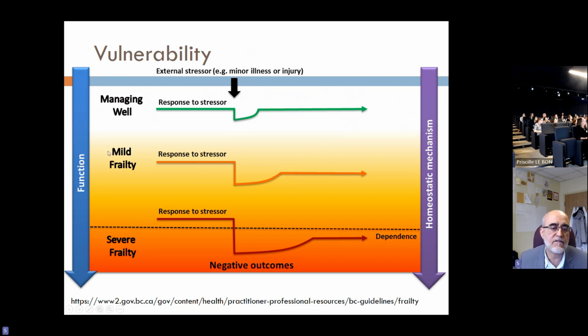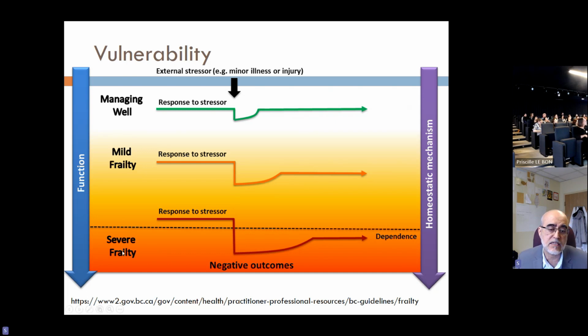In people who have mild frailty, in the middle, who are on orange, the response to stress is harder for their body, their function decreases, but they are able to respond. But the response takes longer and is incomplete.